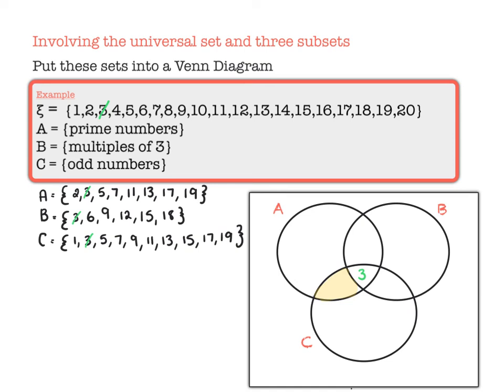We're going to look at the crossover between A and C. Now there's quite a lot here that do cross over and are in both of the sets. So we've got 5, 7, 11, 13 and 17 and 19, and also the 3 that we've already used. So those numbers can all go into that section on the left hand side, the crossover between A and C. Again, remembering after you filled it in to cross off those numbers in the universal set and also in your subsets.